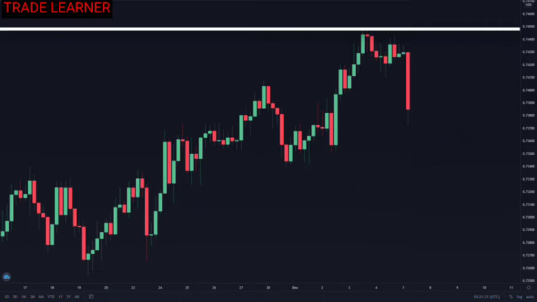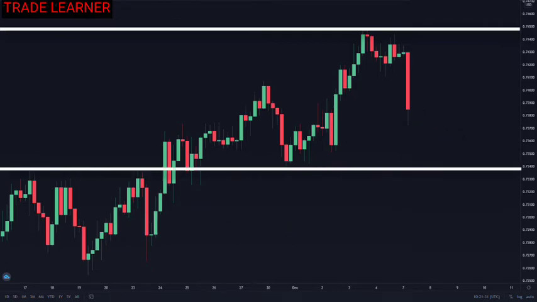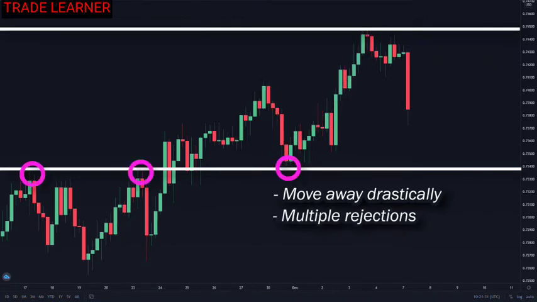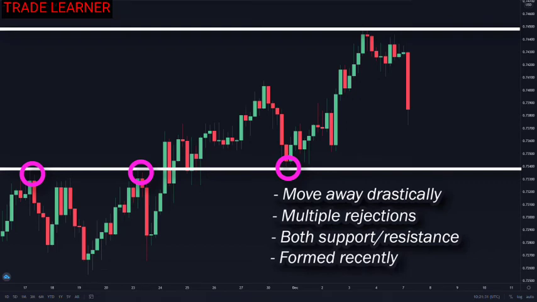Moving on, we spotted another level as prices went down to this level and reversed upwards. So let's see which criteria this level fulfills. First, the price moved away drastically from a point of swing low. Next, there are multiple rejections within this area. And also, this line can be both support and resistance at the same time. Lastly, the levels were formed recently. So let's move on to another chart.